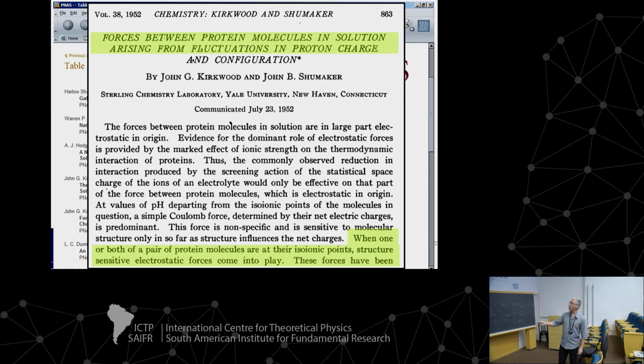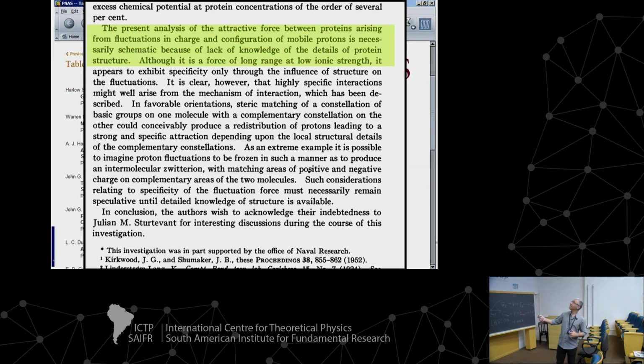When one or both proteins of a pair are close to the isoelectric point, some kind of structure-sensitive electrostatic force starts to play a role. It's in this paper that you have all the statistical mechanical equations to prove that there is something called proton fluctuation, which he called at this moment a structure-sensitive electrostatic force. Lucky us, he didn't have access to the protein structure. The PDB was not there. So he couldn't do what we do nowadays: go to the PDB, take the structure, and test. We were lucky to be able to do it. He couldn't. But all the math is here.